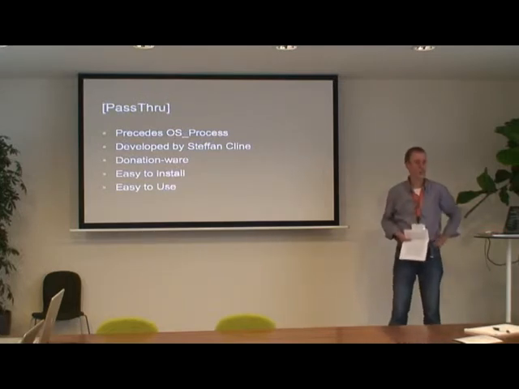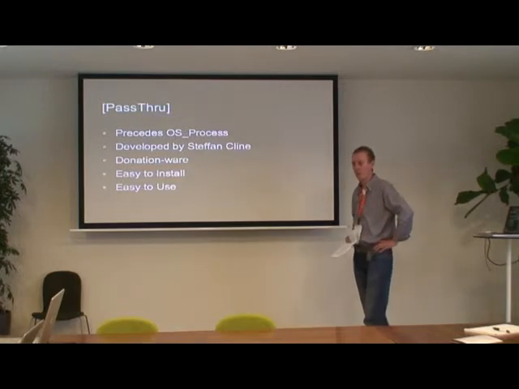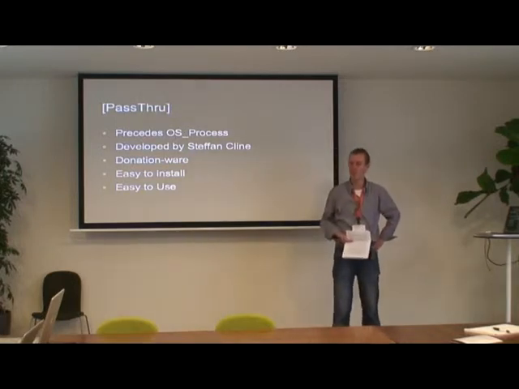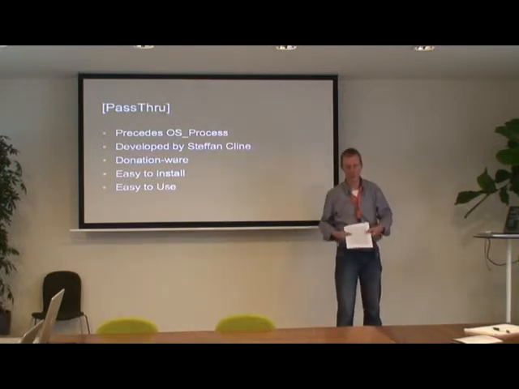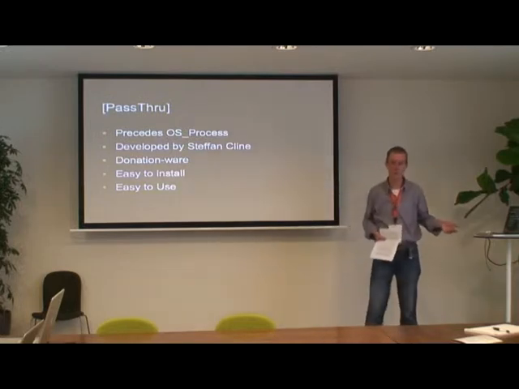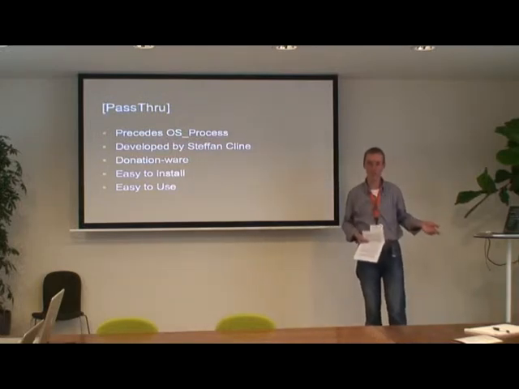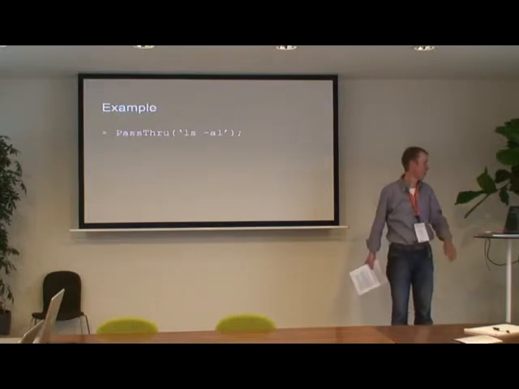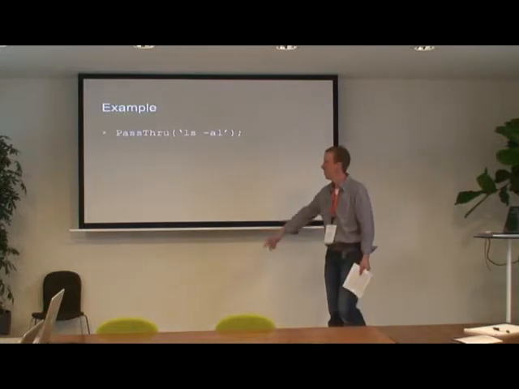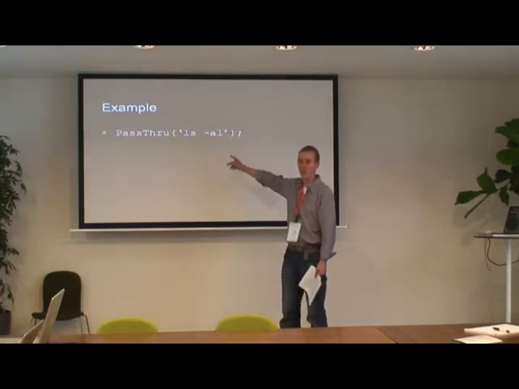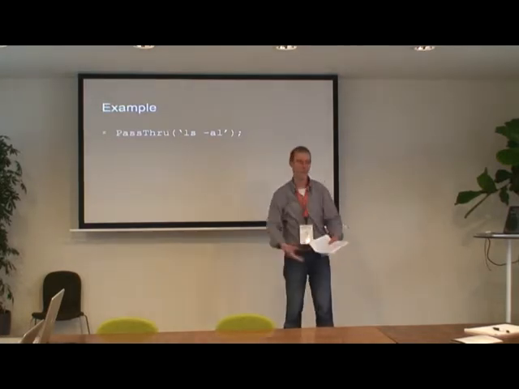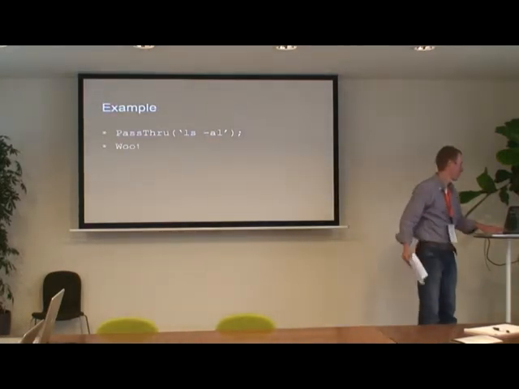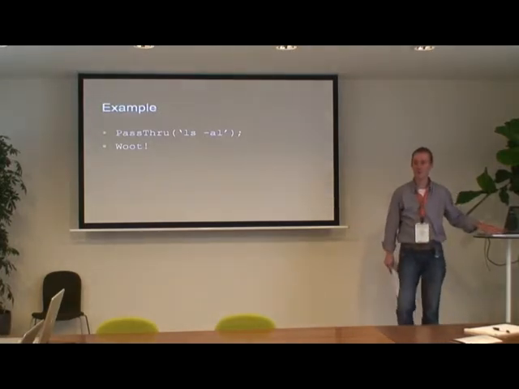Basically, all you have to do is download the dylib, OS process or pass-through, put that into the Lasso modules folder, and restart it. That's all you have to do, so it's out of the box, basically. A very simple example is you call pass-through, and you give it a command, and that's it. Simple as that. That does exactly the same thing, and it's much easier to use, as you will agree.